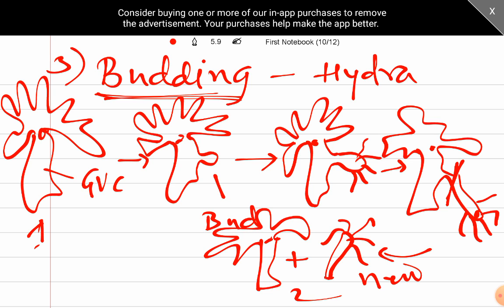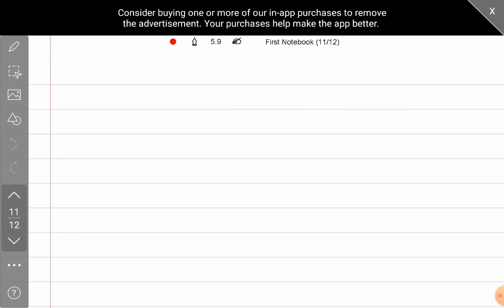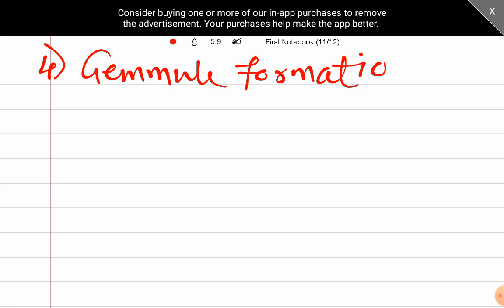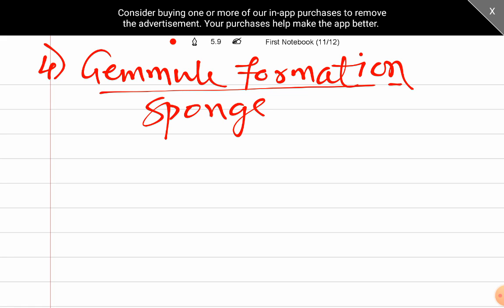So these are the different types we learned in this particular lecture. There is one more actually. Let us see that one also. That is called gemmule formation. That is the fourth type. Gemmule formation is observed in sponge. We all know sponge is an animal, and it belongs to phylum Porifera. It is present in the sea. It is attached to the substratum, particularly to the rocks in the sea, and it has a gemmule for reproduction.